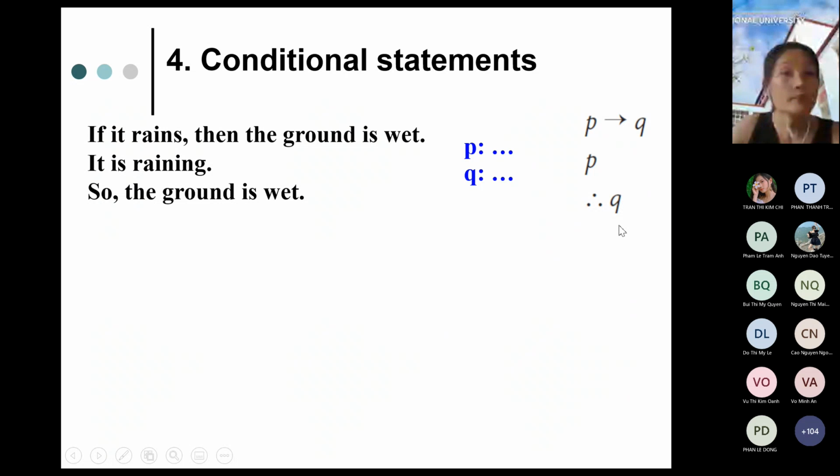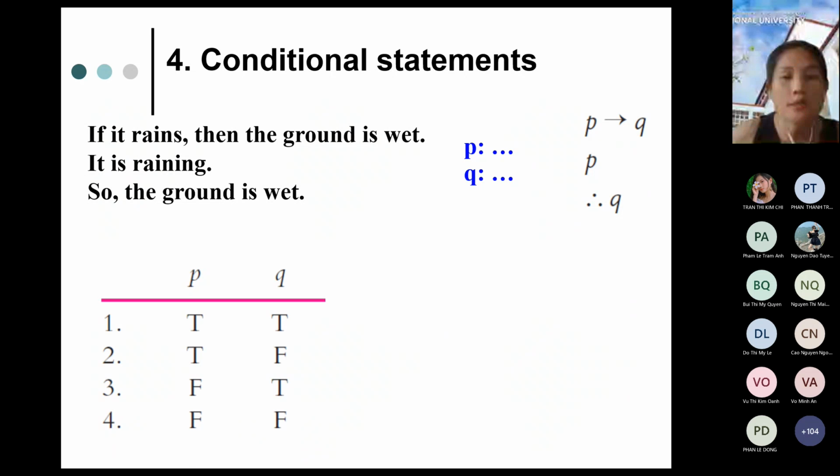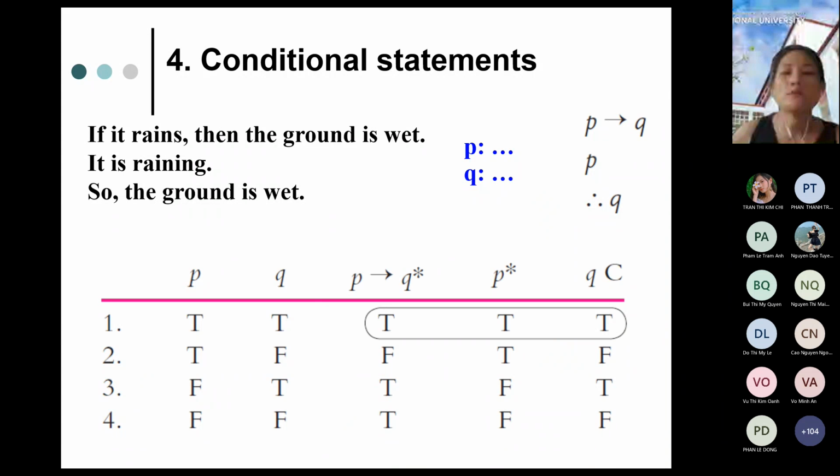Okay, and now you see that your argument has 2 variables. So you need the first 2 columns, P, Q, and fill in the values. And then you need the third column, the fourth column, and the last column for the 2 premises and the conclusion.